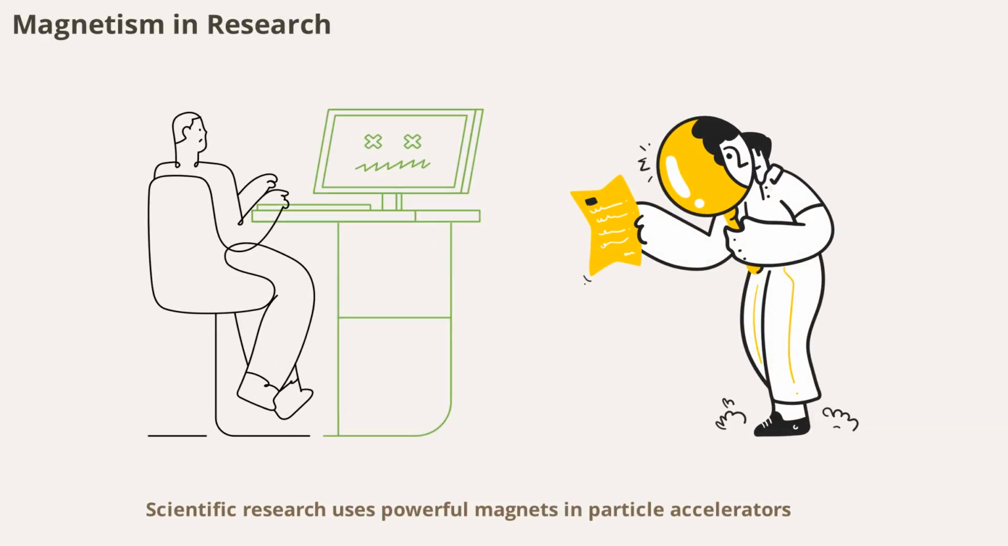Scientific research uses powerful magnets in particle accelerators, nuclear magnetic resonance, NMR, spectroscopy, and other advanced instruments. These tools allow scientists to probe the structure of matter, study fundamental forces, and develop new materials. The ability to generate and control strong magnetic fields is essential for pushing the boundaries of knowledge.